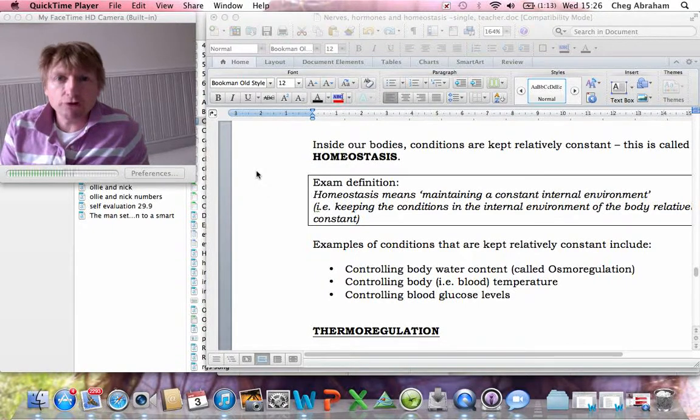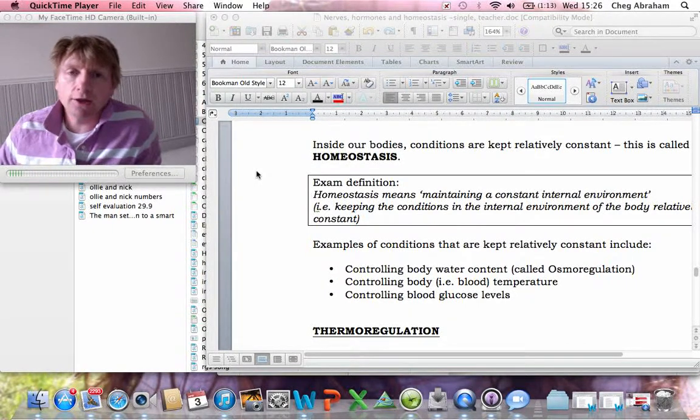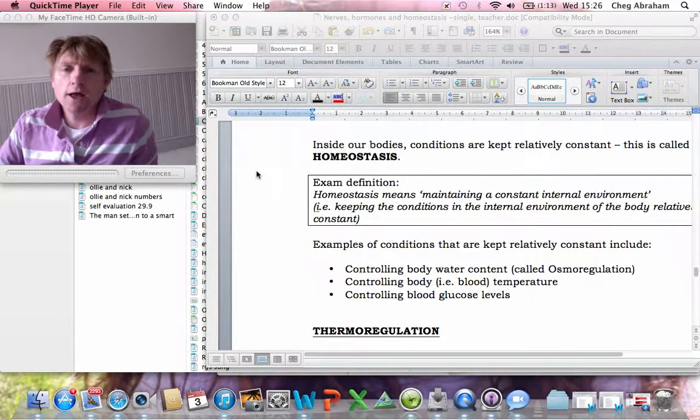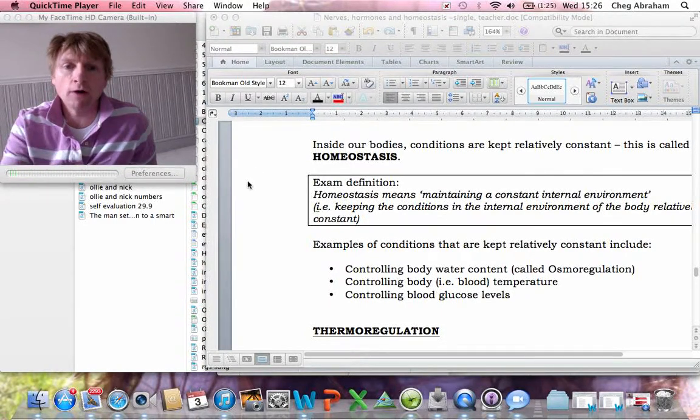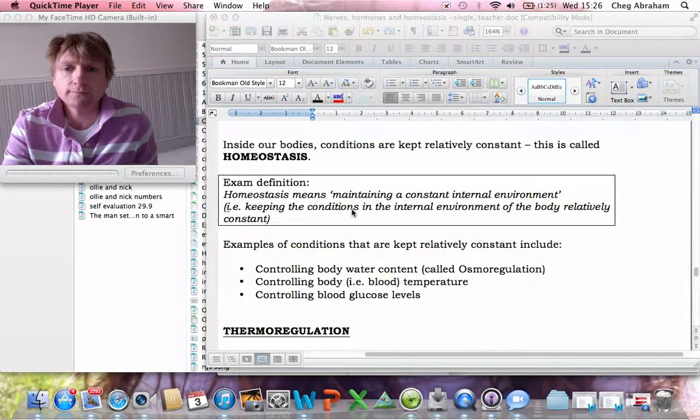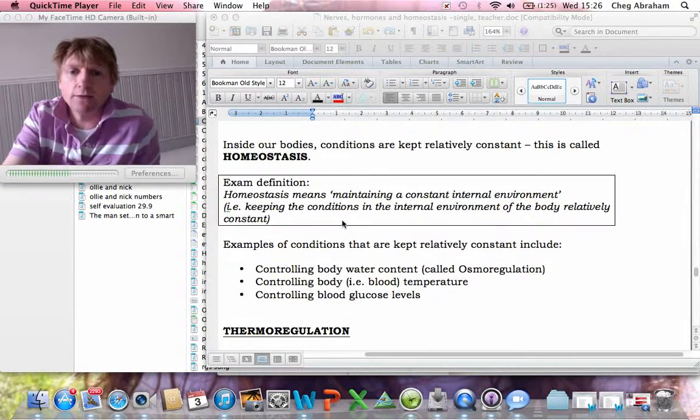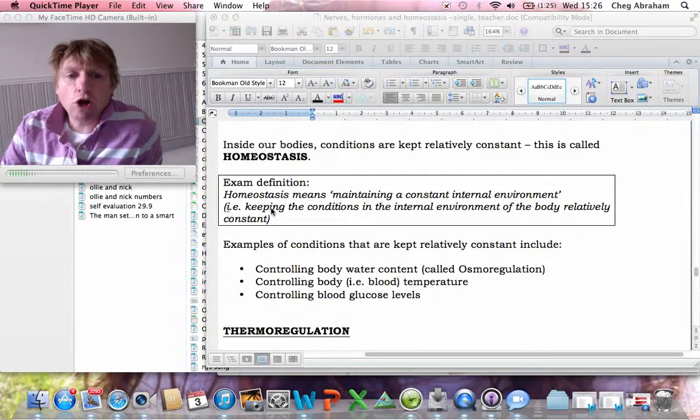And I want you to remember in our Rackham's rules and good exam technique, we're thinking about the number of points that are required in order to get the marks. And the definition of homeostasis could easily be a 3-point question where you get 3 marks. So if you look at the screen here, homeostasis means maintaining a constant internal environment. So keeping conditions in the internal body relatively constant.